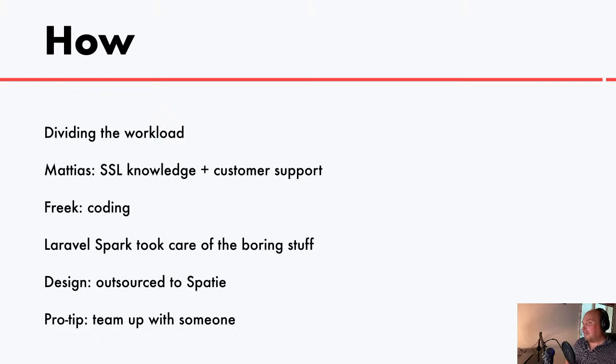Now, we used Laravel Spark, and it took care of the boring stuff. So all the team things and the billing stuff, it was taken care of. So we could just focus on the core idea of our application. Both Matthias and I aren't good at design personally, but my own company, Spatie, is very good at it, so we outsourced the design to Spatie as well. It is my colleague Sebastian who did the design of the entire site.